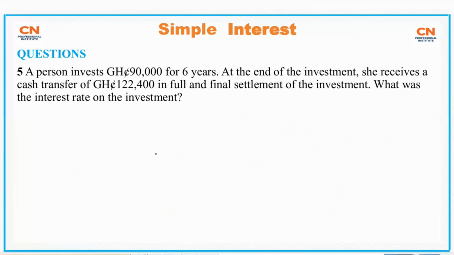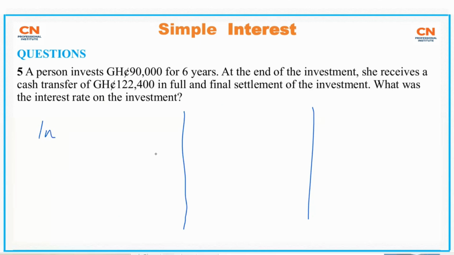So here we invested, we didn't borrow, but we rather invested. So the person invested 90,000, and at the end she receives 122,400. You should know the difference between the amount the person invested, the 90,000, and the 122,400 is the interest. Because you invested 90,000 somewhere, and at the end you are getting 122,400. So the difference is the interest. This is similar to what we just solved.